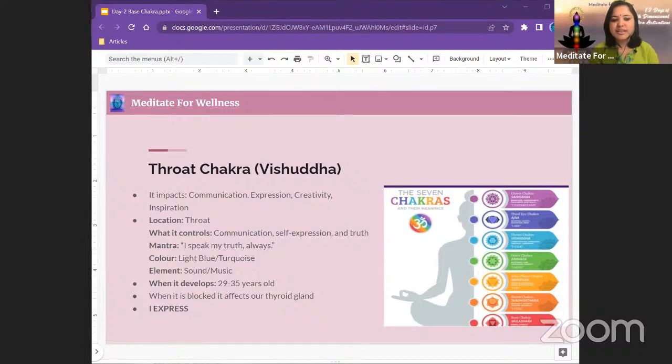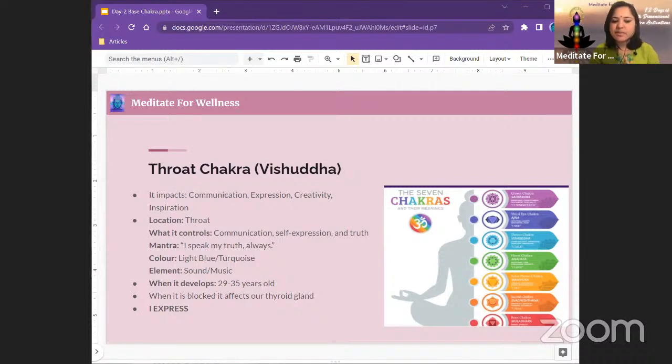The throat chakra impacts our communication, how well we express ourselves. When we see others getting good at something, we get inspired. Instead of feeling down, we get inspired by others, and we do creativity. We can express, we can create, we can talk. So that is what happens when this chakra is in balance. The location is at the throat, and it controls our communication, self-expression, and we speak truth. We don't fear people. We speak truth when the chakra is in balance.